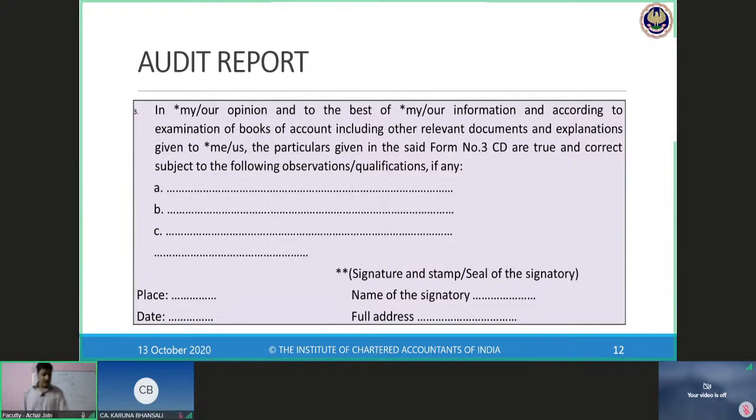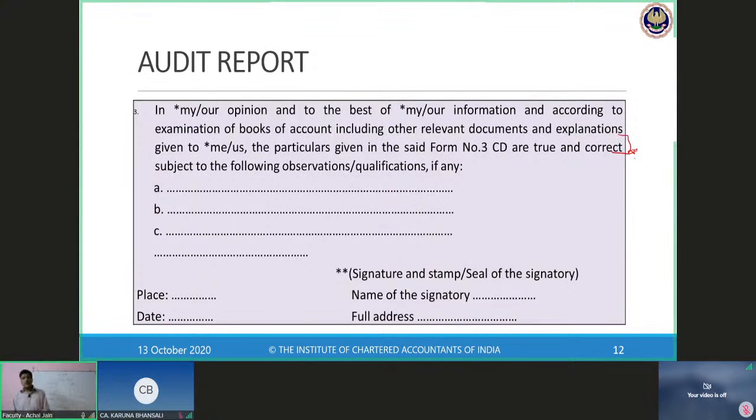Okay. And then the auditor says, subject to the following observations or qualifications, if any. Now this would mean that the tax audit report can also be a clean report or a modified report. In case there will not be any observations, then what will happen? Auditor will stop here.